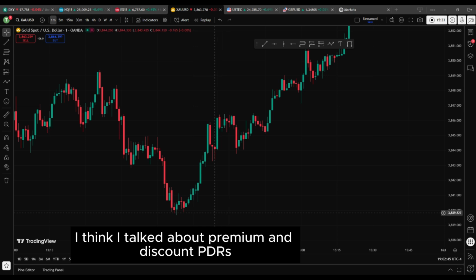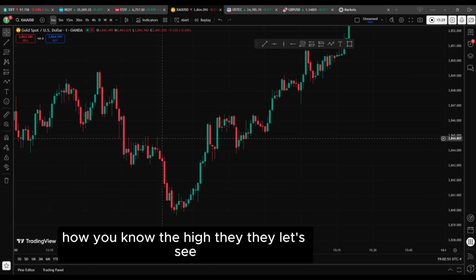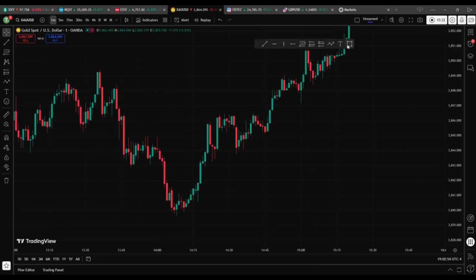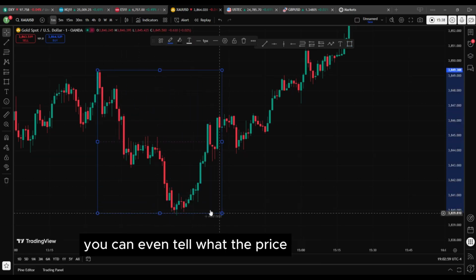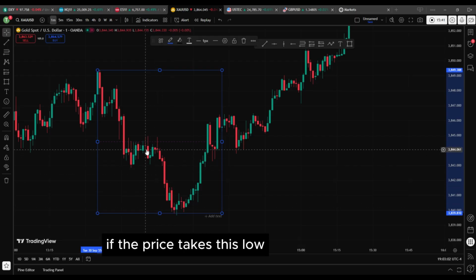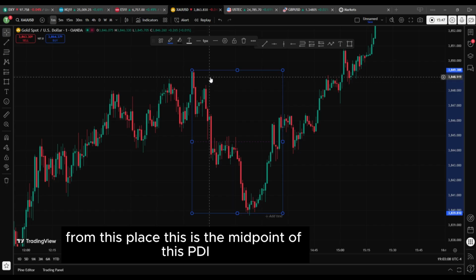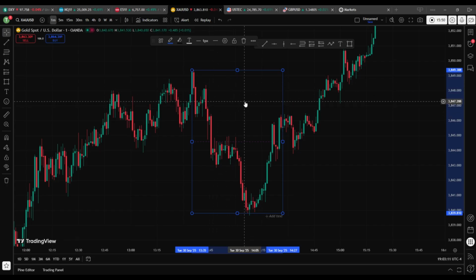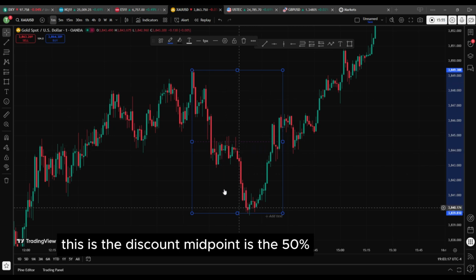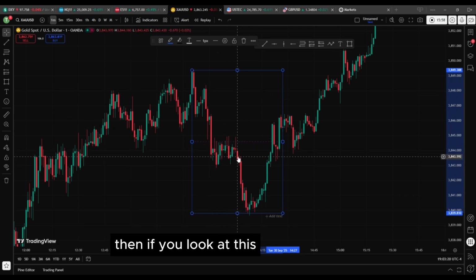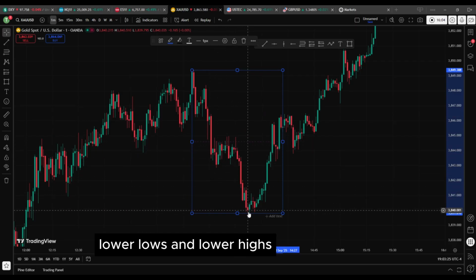the premium and discount PD range, which I talked about. Let's say I draw my Fibonacci from the high to the low of the day. Price is in a deep discount from here. There's the midpoint of this PD range, the 50%. Above that is the premium section, and below it is the discount. If you look at this, there's a couple of bearish moves forming lower lows and lower highs.